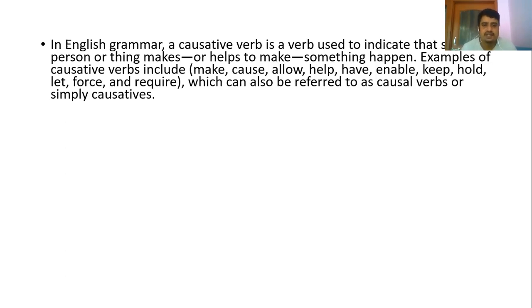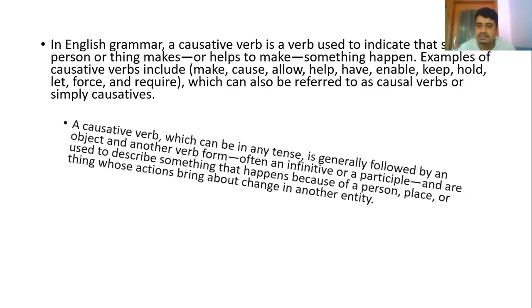In English grammar, a causative verb is a verb used to indicate that some person or thing makes or helps to make something happen. Examples of causative verbs include make, cause, allow, help, have, enable, keep, hold, let, force, and require, which can also be referred to as causal verbs or simply causatives. But according to our practice in the examination, the students are mainly asked with make, have, and get verbs. So we'll discuss about it here in detail.